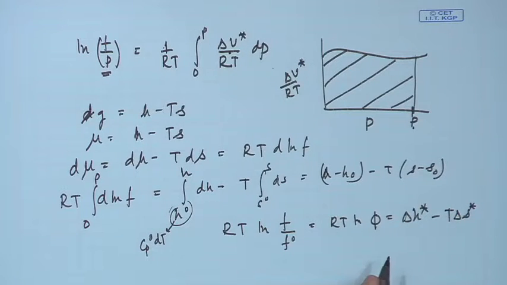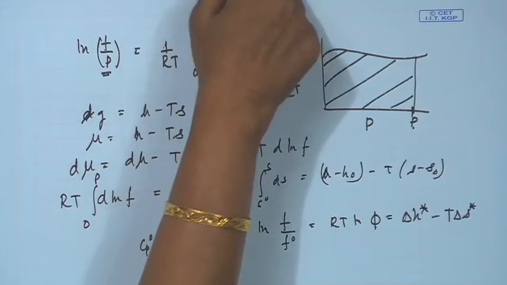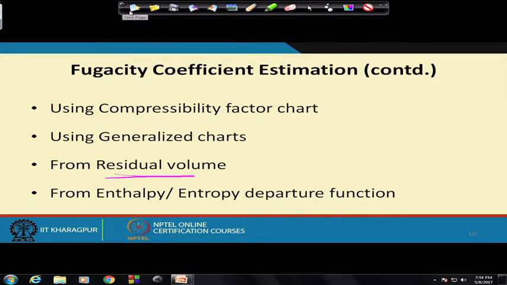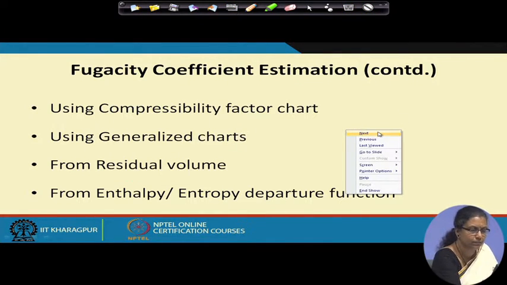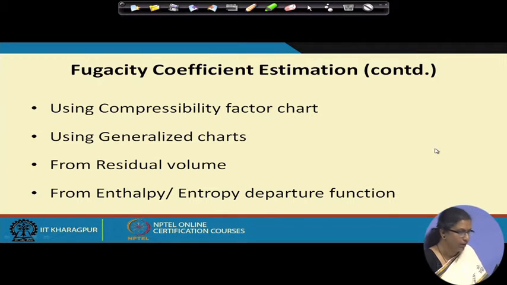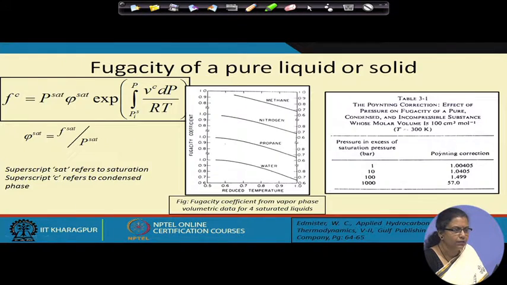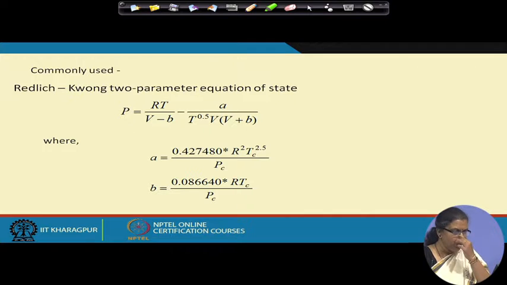There is one more thing which I would also like to mention. The other thing we usually do is use the Redlich-Kwong two parameter equation of state.